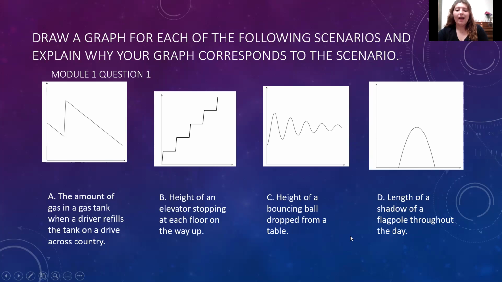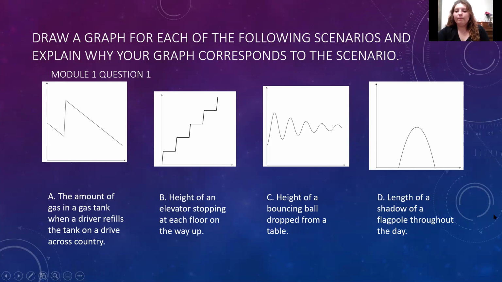And for C, we have the height of a bouncing ball dropping off of a table. So I feel like this one, when you think about a ball dropping and you watch it bounce up and down like that across the floor, that's exactly what our graph is going to look like. And it's going to start out and then it's going to slowly slow down as it loses that momentum.